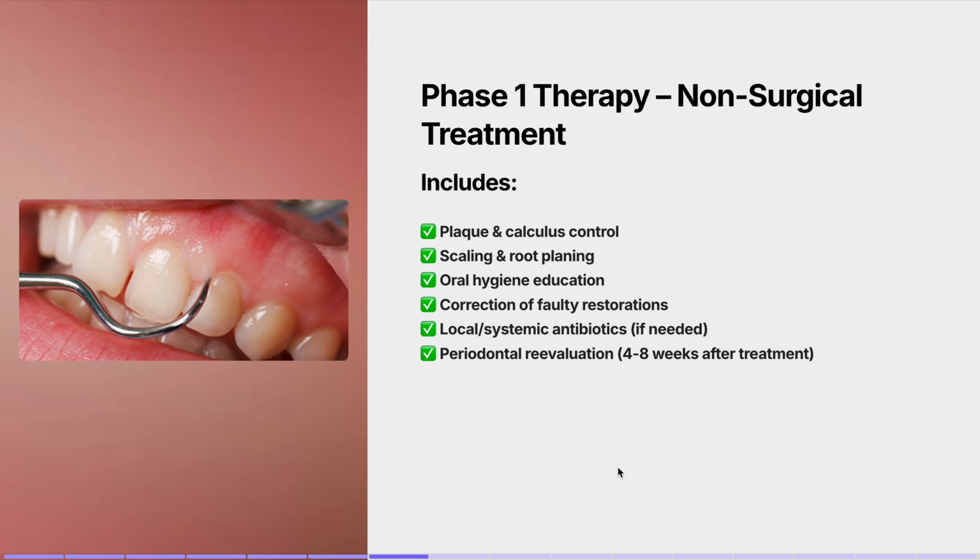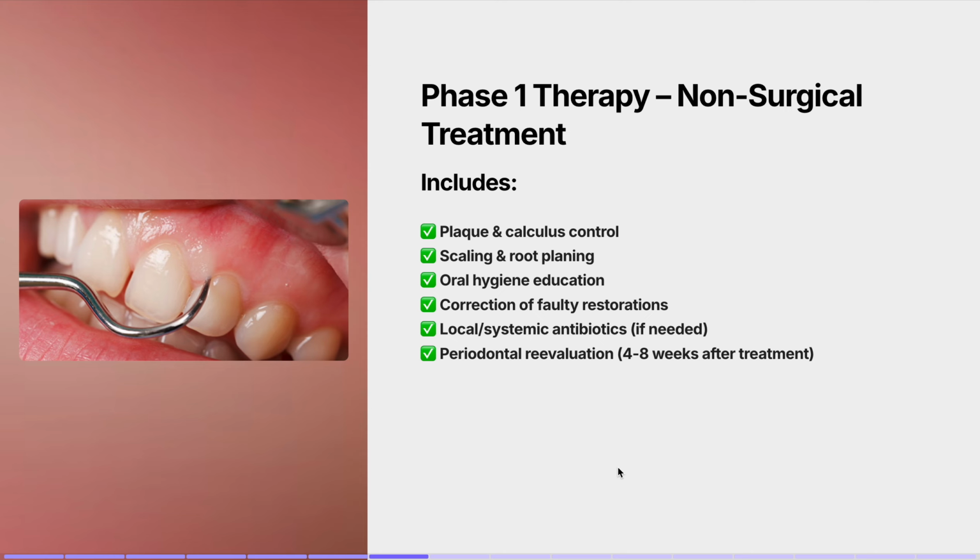Phase 1 therapy, non-surgical treatment, includes plaque and calculus control, scaling and root planing, oral hygiene education, correction of faulty restorations, local or systemic antibiotics if needed, and periodontal reevaluation up to 8 weeks after treatment. Phase 1 focuses on controlling plaque and improving patient hygiene.